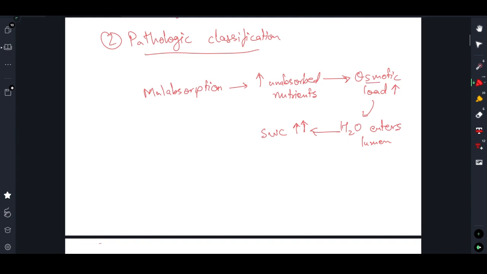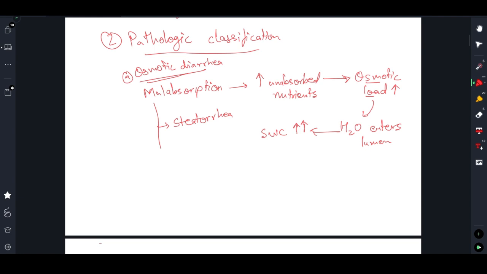Now as here the osmotic load went up, this diarrhea is known as osmotic diarrhea, right? So our first type of diarrhea in pathology classification is osmotic diarrhea, which is due to malabsorption. Now actually the hallmark of malabsorption is steatorrhea. What exactly steatorrhea is? Steatorrhea is the passing of pale, bulky, fatty, malodorous or greasy stools, right? So it is rare that patient will come and tell you that I found oily patches on the stool. But what is the most consistent clinical symptom of malabsorption? The most consistent clinical symptom of malabsorption is osmotic diarrhea, right?